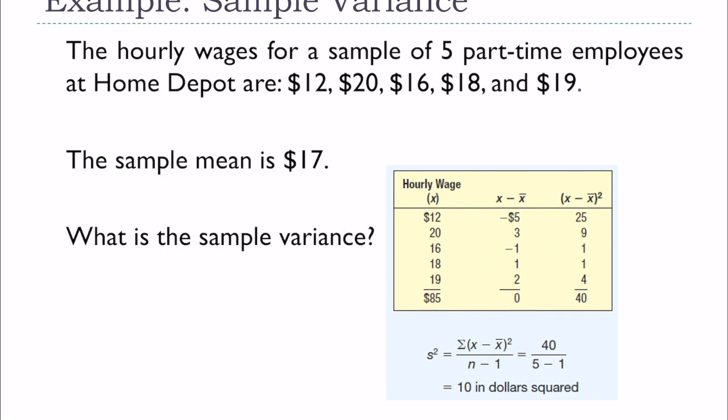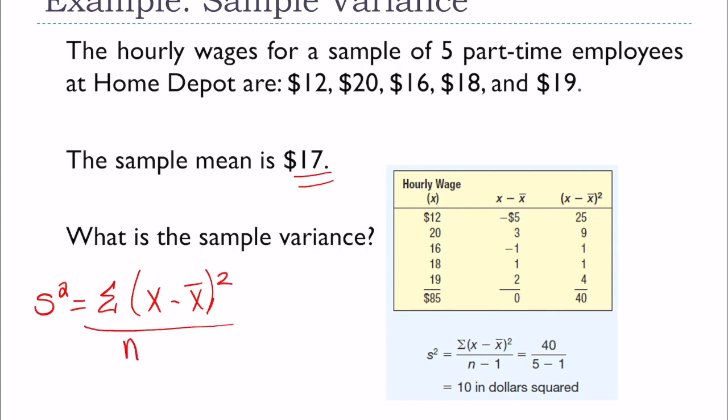So if we calculate the mean, we would get a sample mean here of 17. And so then the question asks us to calculate the sample variance, okay? And so again, we are using that equation that S squared equals the sum of all of our values minus the sample mean, and then squared, divided by n, our total number of observations, minus 1.